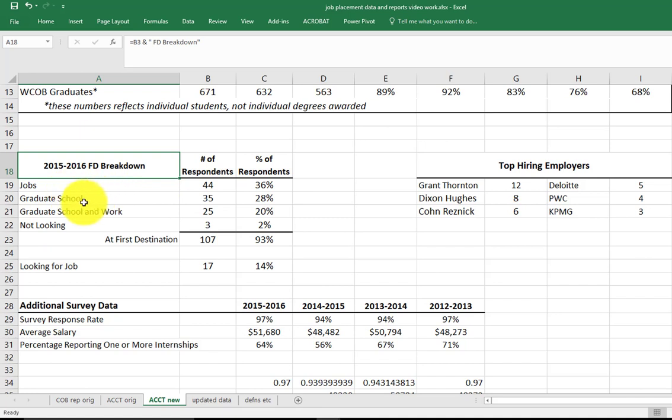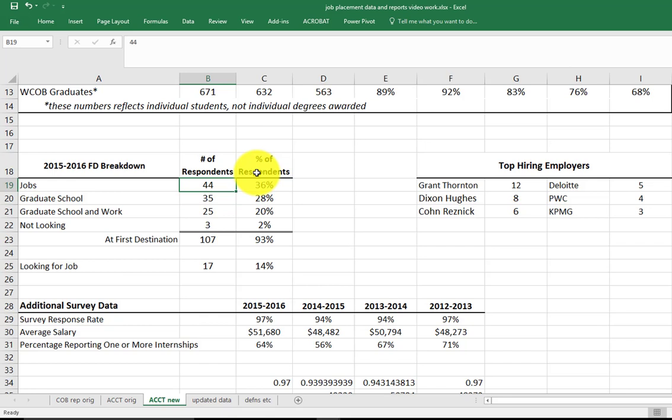So they're breaking it down into actually five. So they have a job, they're either graduate school or graduate school and work. Not looking, those are the folks at first destination, and then we have looking for a job. Just keep in mind as we do this, the jobs here would be folks that have a job but are not going to graduate school. And this would be folks that are going to graduate school but are not going to be working while they go to school. And these are folks that are doing both. Okay, so we can start from the top here.